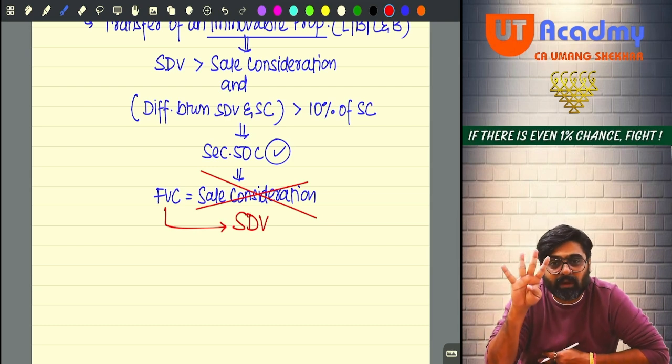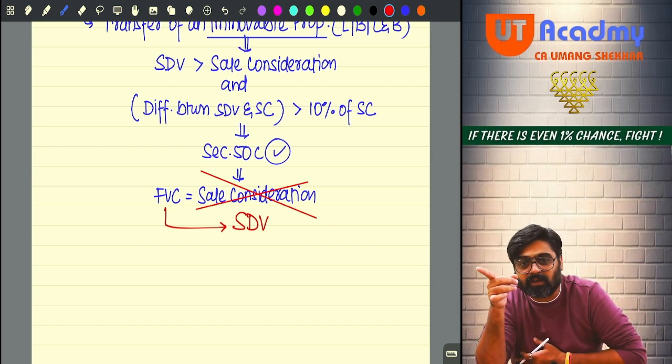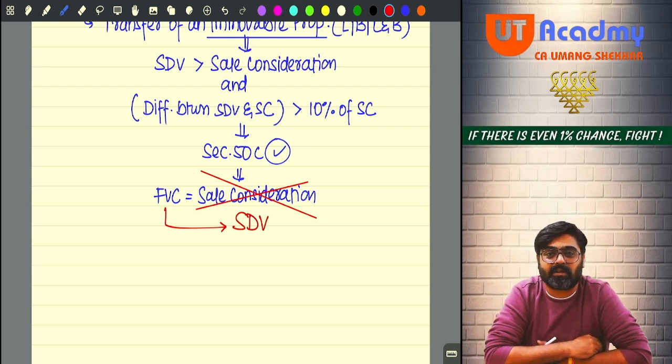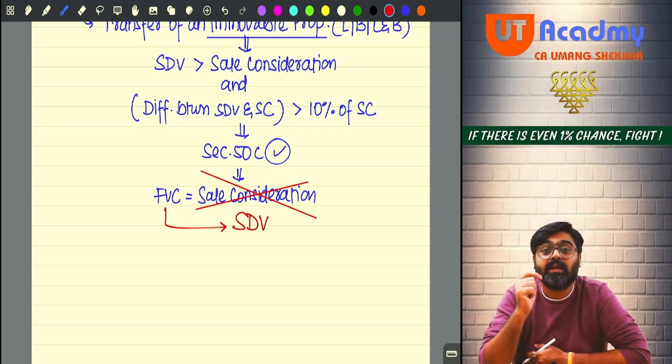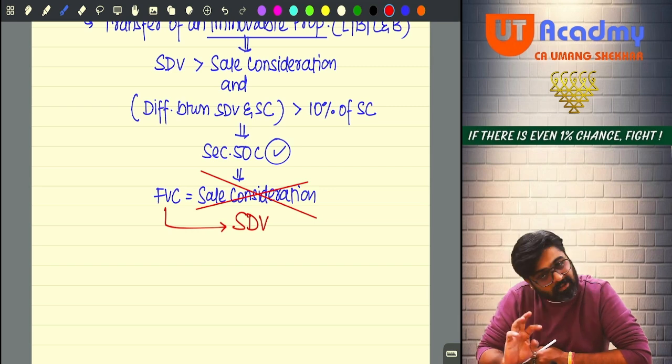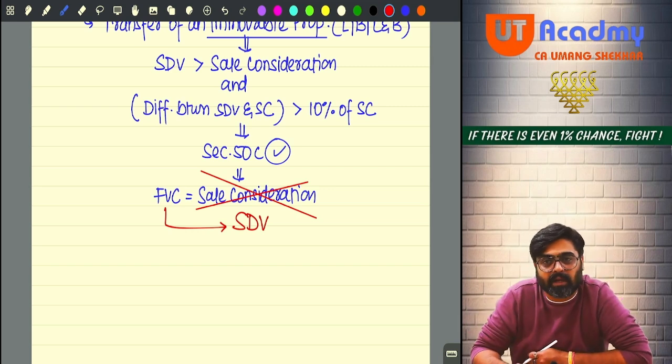So what is the stamp duty value? 40. What is the sale consideration you are showing? 30. Is 40 more than 30? Yes. And the difference is 10 lakh, and that 10 lakh difference is more than 10% of your sale consideration. What was your sale consideration? 30 lakhs. 10% of that? 3 lakhs. So is the difference more than this 3 lakhs? Yes. 50C will definitely be attracted.